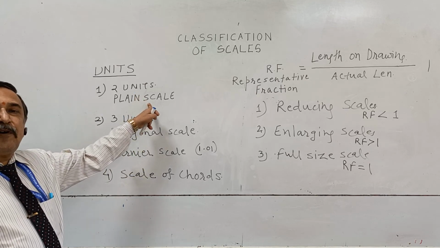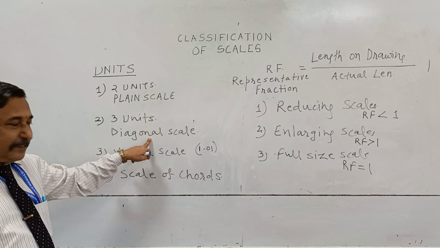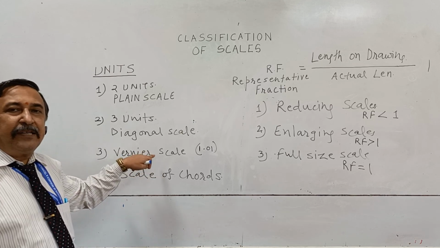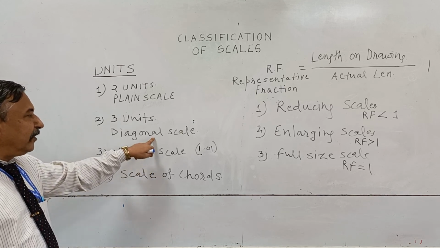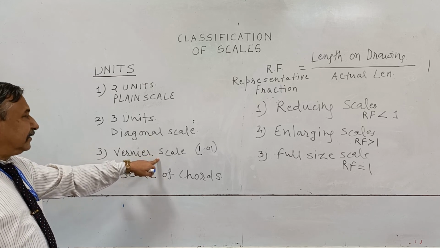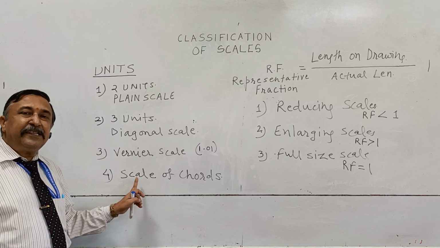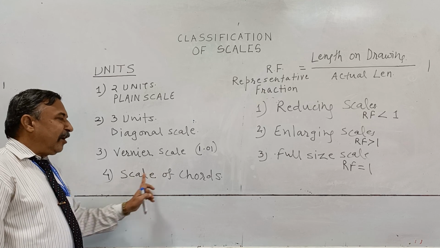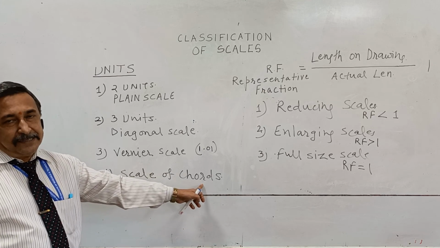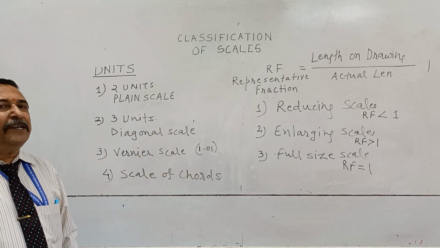Plain scale is used for 2 units. Diagonal scale is used for 3 units, and vernier scale is also used for 3 units, but the principles of diagonal and vernier are different. That we will discuss in the scale construction. And the last classification is the scale of chords. In the scale of chords, we can use degrees or angles. So this is the complete classification of scale.